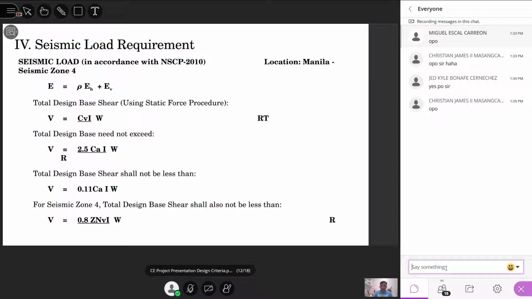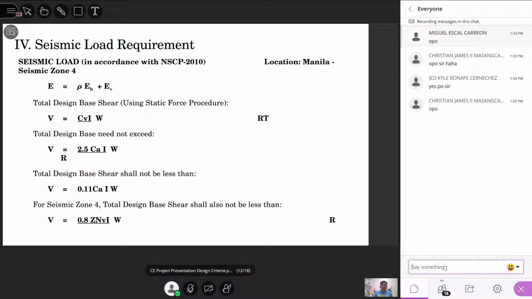Next, we have the seismic load requirement. So, location, that will be in Manila, seismic zone 4. If that is located in Manila, depende yan sa structure ninyo kung nasaan. So, you have to identify what zone it is, and what should be the part of the actual vicinity or the location of your structure. Okay? So, you identify the seismic zone. Given na lahat yan, nasa code na yan.